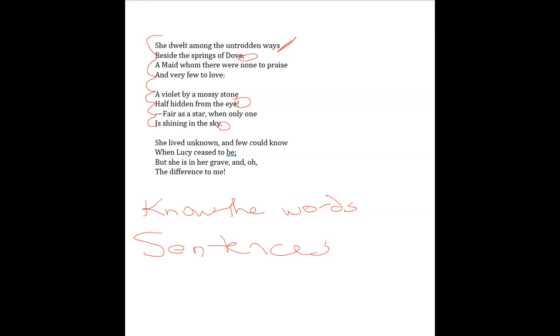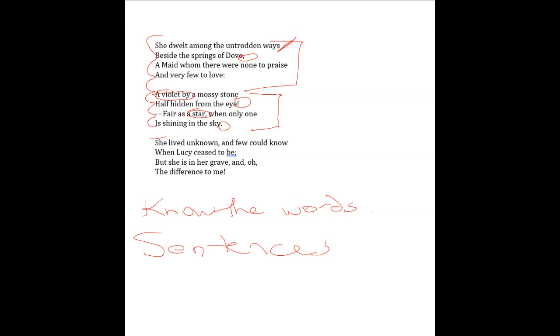The first stanza focuses us on where Lucy was. The second stanza makes some comparisons. So we know that she dwelt among the untrodden ways, so kind of off the beaten path, in this lake country where you have a river meandering through the countryside. We're told that there were not many people around. And then the two comparisons: the poet tells us she was like a violet that is hidden by a mossy stone, and that she's like a star when only one star is shining in the sky. Now, I don't know about you, but I've never seen the night sky when there was only one star, unless there was light coming from somewhere else that is blocking out our vision of all of the other stars.